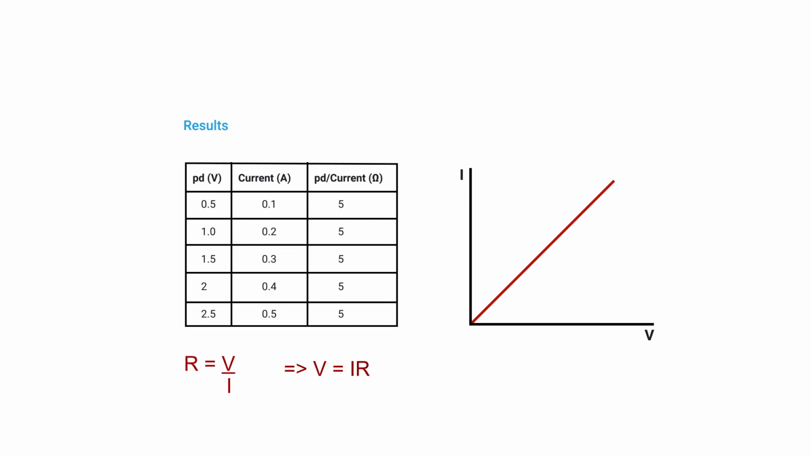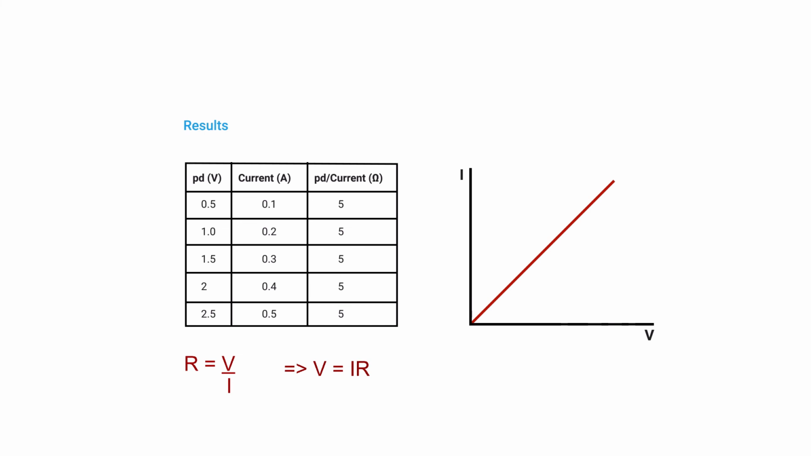Plotting a graph of current against voltage gives us a straight line which passes through the origin. What does that tell us? From your knowledge of graphs, you know that if you have a straight line passing through the origin, then the two parameters are directly proportional. So current is proportional to voltage. Dividing voltage by current gives us a value called resistance. And the resistance that we found in each instance is a constant.